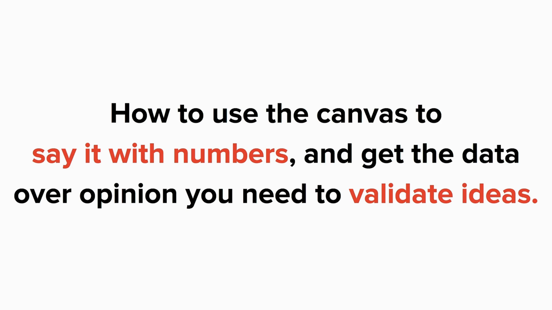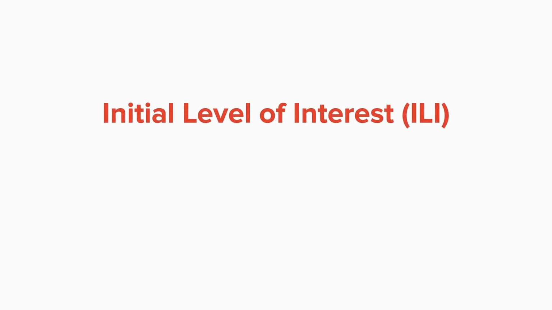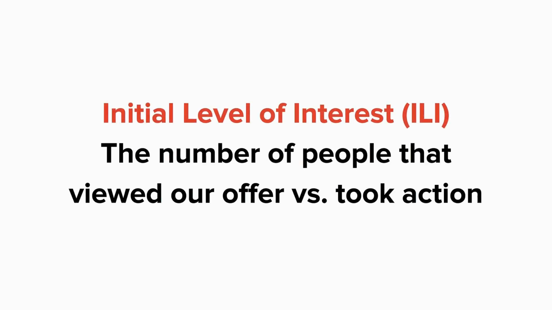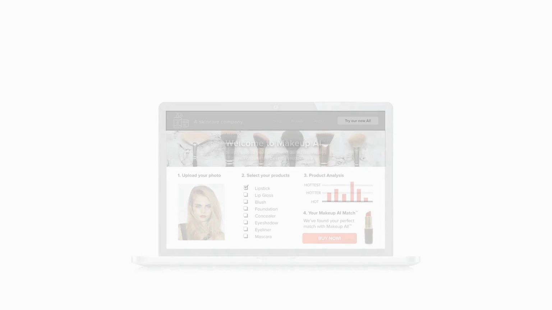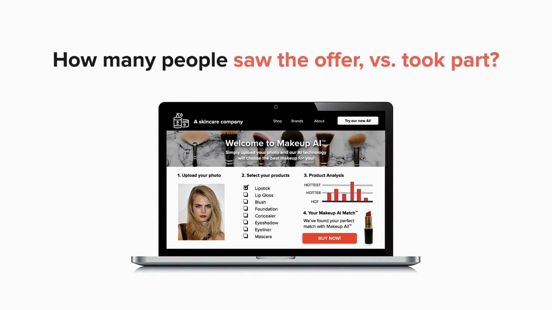What we're doing here is to go from idea to Pretotype to data, and then from data to decision. And the way we do this is by getting something called the initial level of interest. This is the number of people that viewed our proposition or our offer versus the number of people that actually took action. If you think back to the makeup company with the AI, where customers could upload a selfie and get product recommendations, you're looking for how many people saw that offer versus how many people took part in that offer. These are the numbers that we really care about.